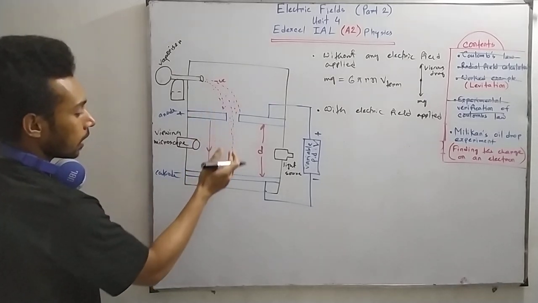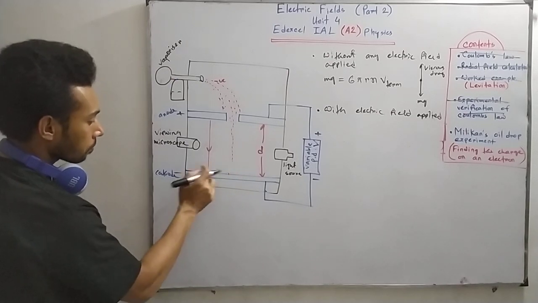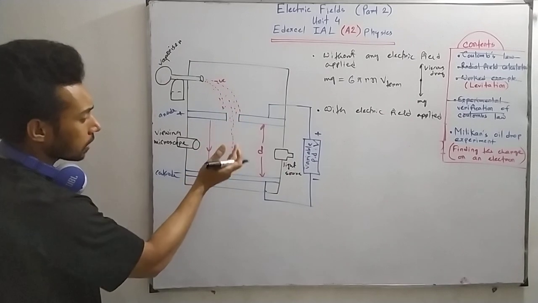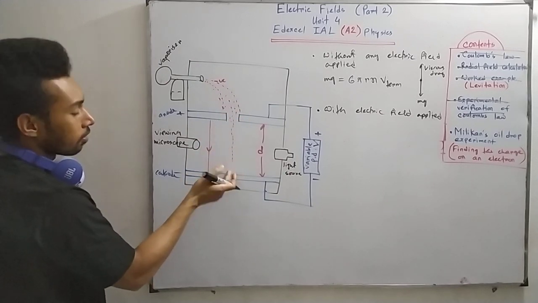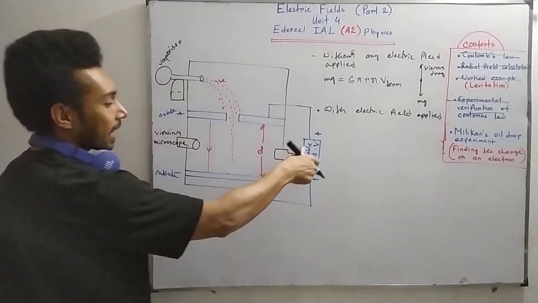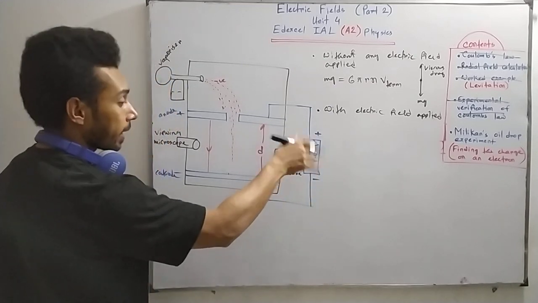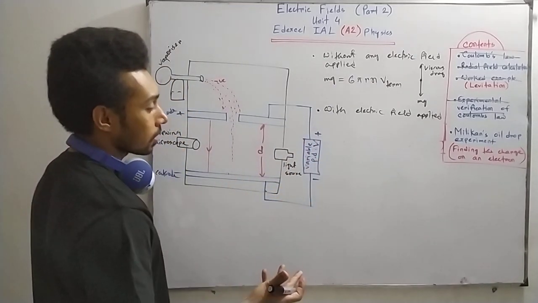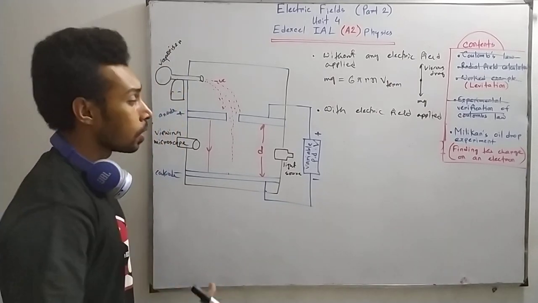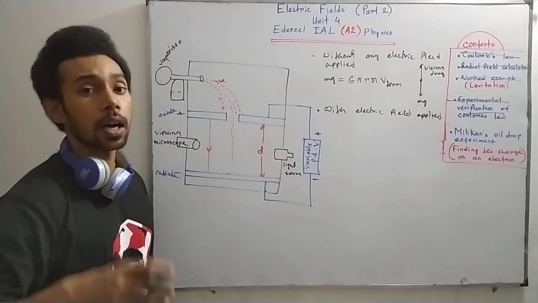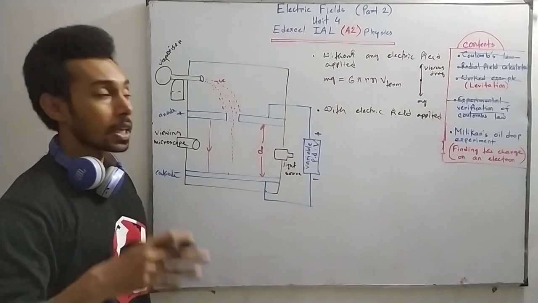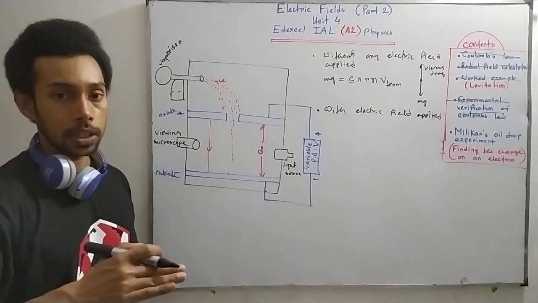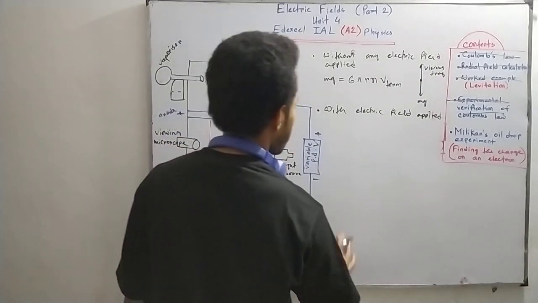So since the bottom plate is negatively charged, the oil droplets are also negatively charged, and the bottom plate will repel the oil droplets, and by adjusting the variable PD, Millikan adjusted the electric field strength there. That's how he actually adjusted the force on the oil droplet and made sure that the oil droplets are held stationary.